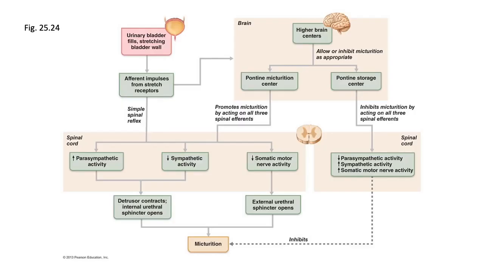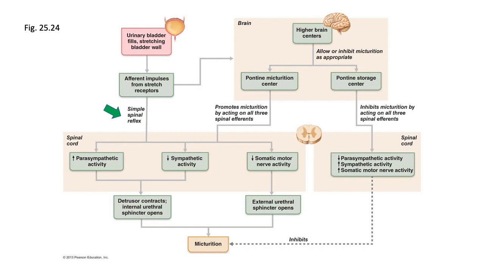When the amount of urine in the urinary bladder exceeds 400 mL, the stretch of the urinary bladder wall will trigger stretch receptors located within that wall. Stretch receptors then will send information by way of afferent pathways, both to higher brain centers as well as to the sacral region of the spinal cord.